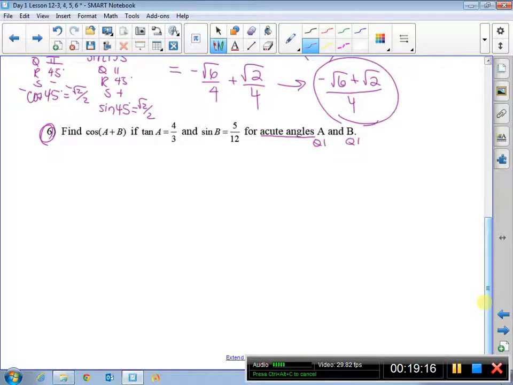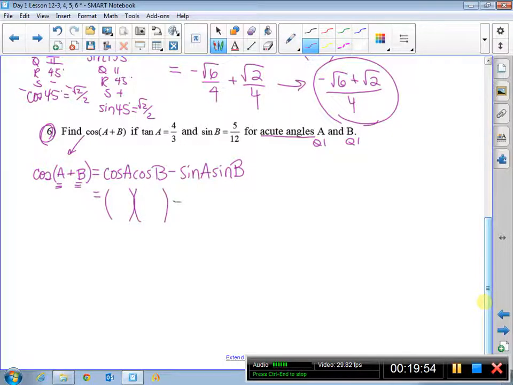So there are two different things you have to do here. First, always write the formula down for what they're asking you. The cosine of angle A plus angle B is the cosine of A times the cosine of B minus the sine of A and the sine of B. So we've seen from our previous examples, with 30s and 45s and 60s, when we knew the angles, we filled them in and we knew these values. But we don't know the cosine of A and the cosine of B because we don't know the angles.